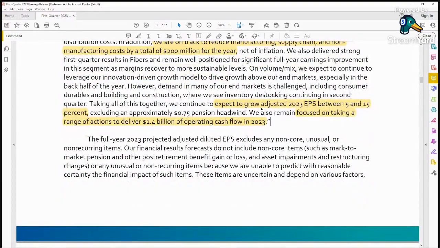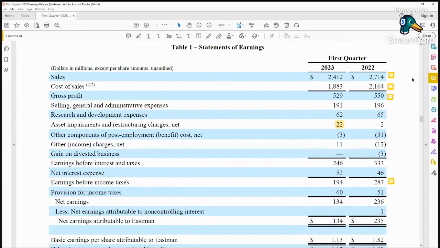And then they say that they're focused on taking a range of actions to deliver $1.4 billion in operating cash flow in 2023. And if they're able to do that, then they'd be looking at a much, much better valuation there. Because right now we're looking at a $59 share price. Even if it can only bring it up to 1.1, that 59 would all of a sudden skyrocket to over $150.